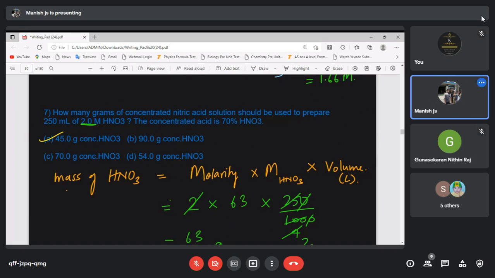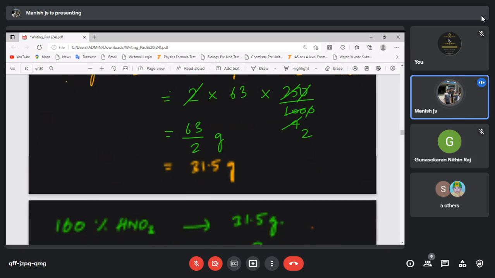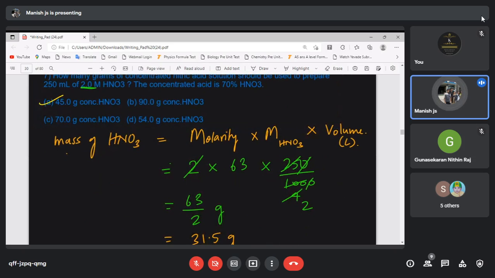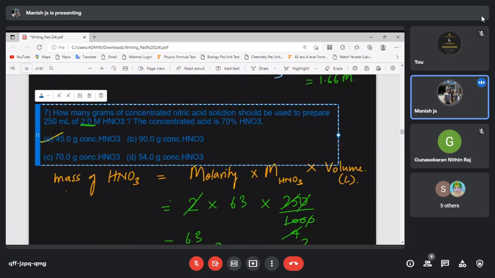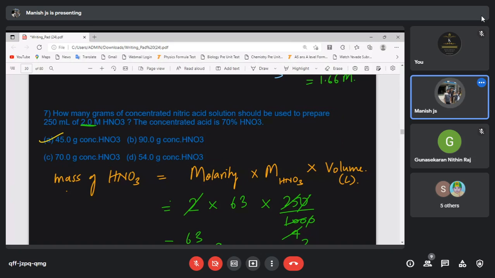Okay. That's it. 45 grams of the nitric acid is present in the available concentration of 70% as per the question. So, you have to solve this model. Whatever you do, don't give 31 grams as the answer. Sometimes, to confuse, they will give one option as 31 grams also in the question.